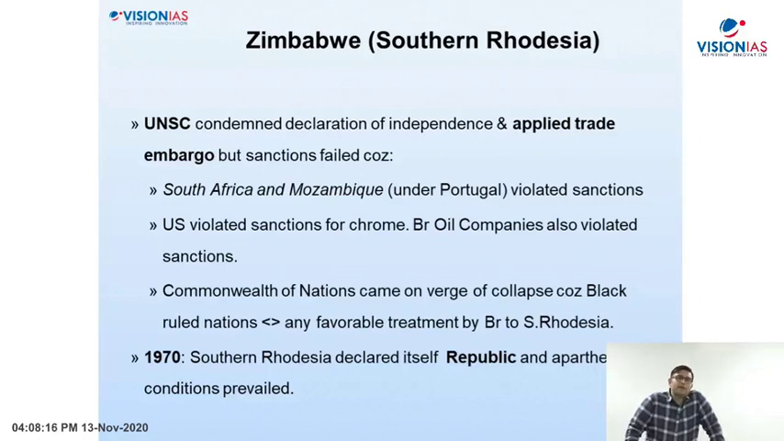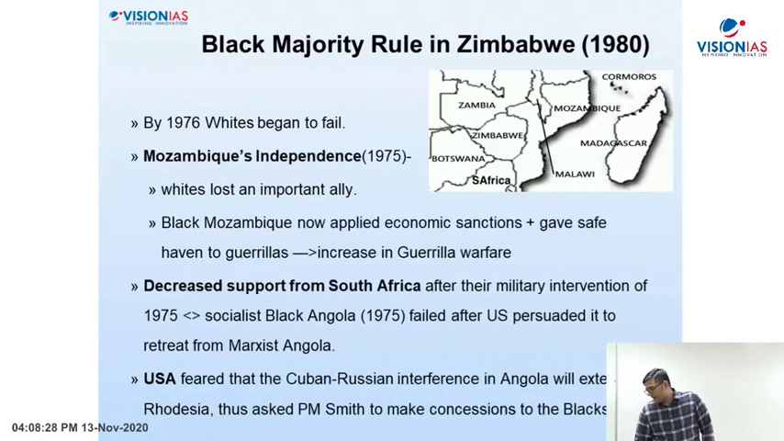So here we are seeing another trend, the trend of outside pressure. Second trend that we are seeing: when a neighboring country is becoming black majority rule, then there are greater chances of this thing. So therefore finally, with Mozambique's independence in 1975, the whites lost an important ally.